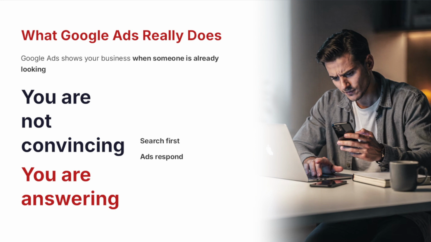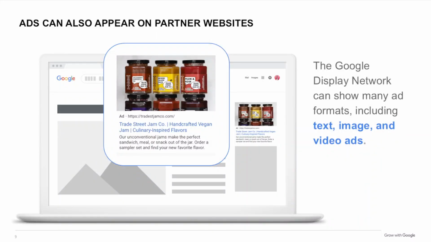It is not about convincing. You are answering their question as you see people actually look for and take responses through AI. Now, your ads can appear, like I said, at 3,000 different sites. Our partner network is there. And it could be text, image, and even video ads that show up.